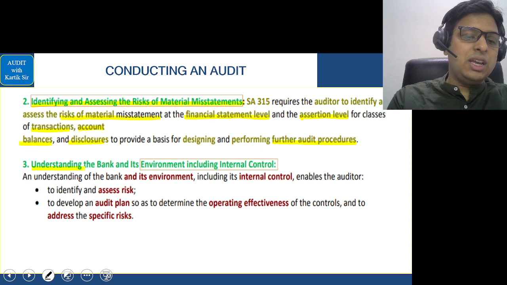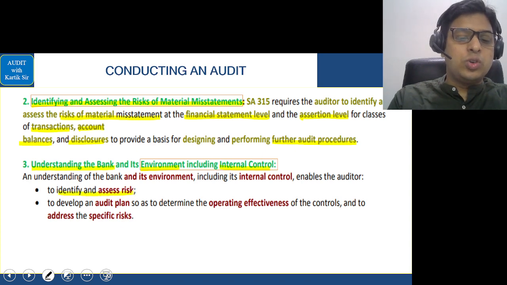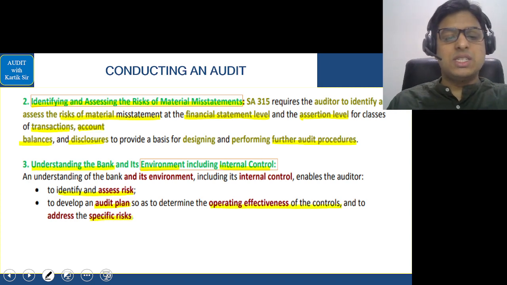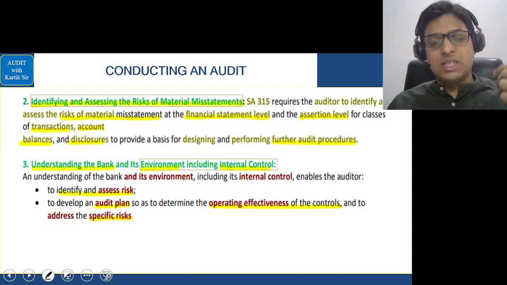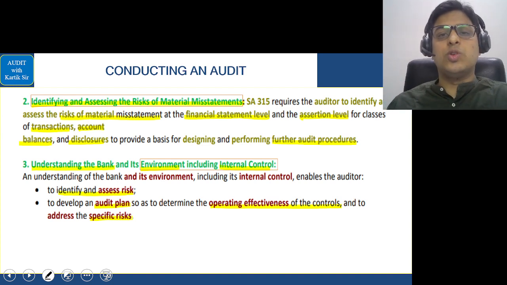Then understanding the bank and its environment, including the internal control. So they have said here, the auditor should understand and identify the risk. He should make an audit plan and determine the operating effectiveness of the controls and address the specific risk that he sees. So he should identify and address the risk, make an audit plan so that he is catering to those specific risks in relation to his audit work.